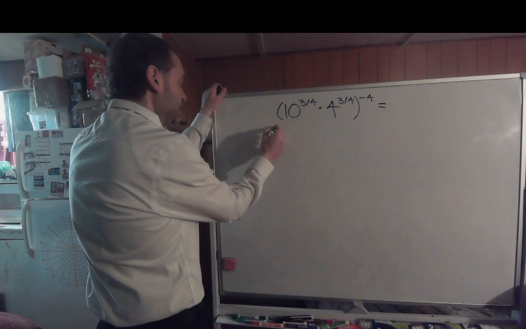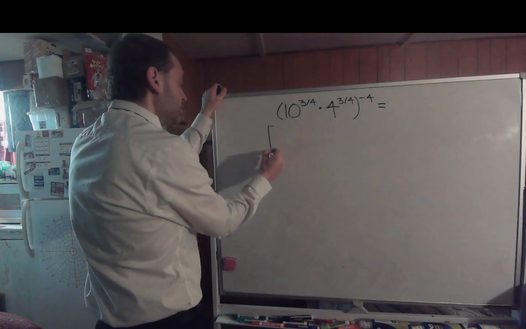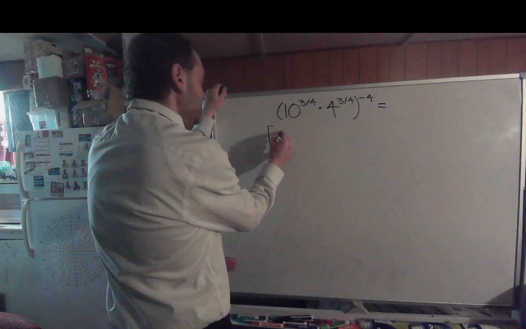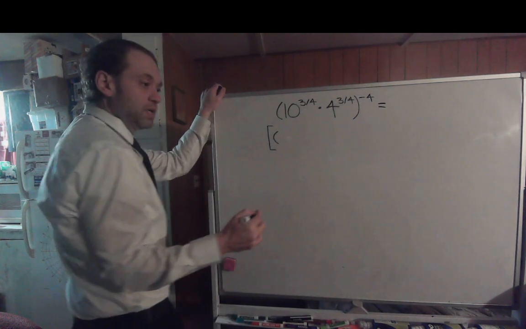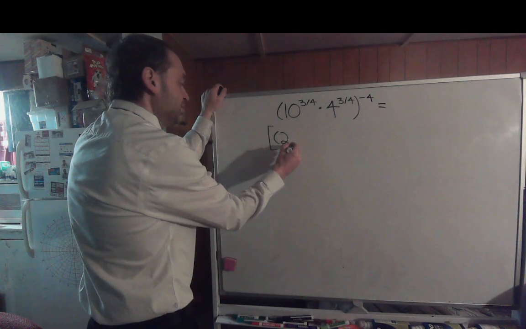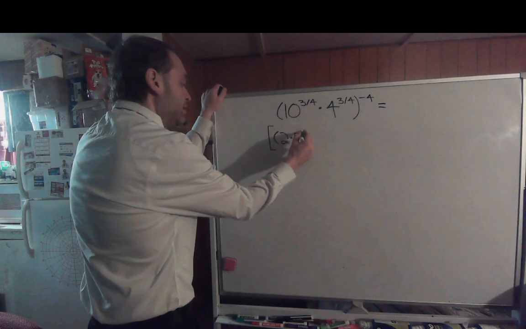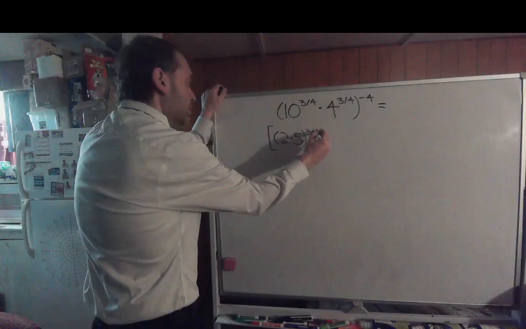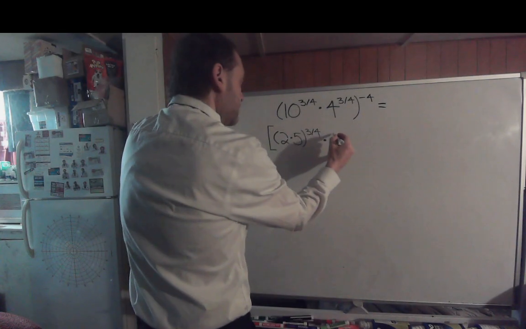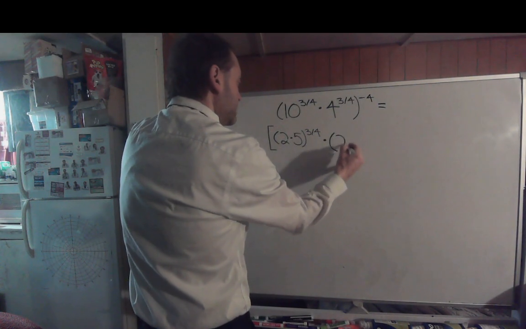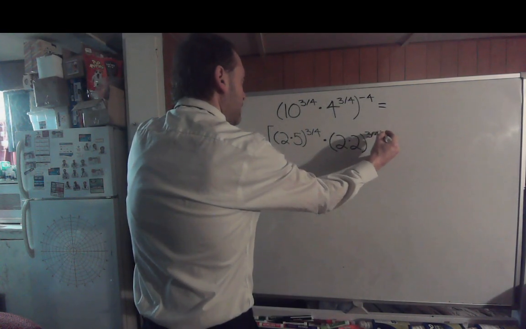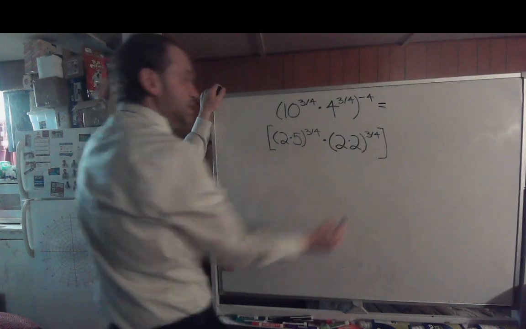Let's make some brackets here. Let's deal with the 10. 10 is what? That's going to be 2 times 5 raised to the 3/4 power times, what is 4? Well, that would be 2 times 2 raised to the 3/4 power. All that would be to the -4th.